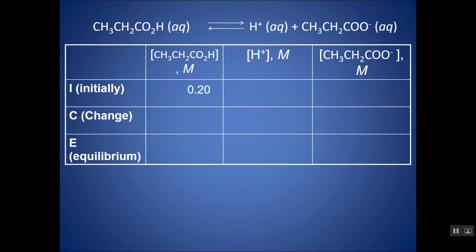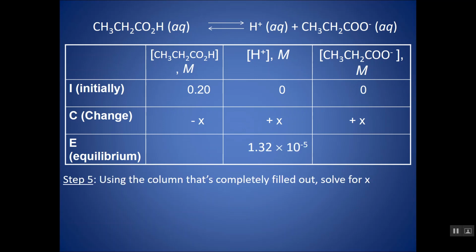Okay. I could put in my initial acid. Okay, I can assume that my initial ions would be 0 if it's just put into solution. Minus x for my reactants, plus x for my products, plus putting in any coefficients that are there. I don't have any. And here's my H plus concentration. Let's use this column to solve for x.